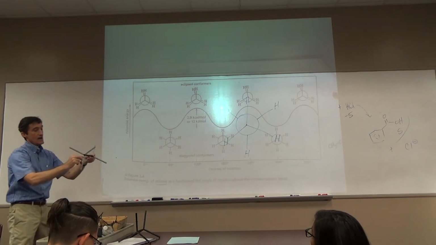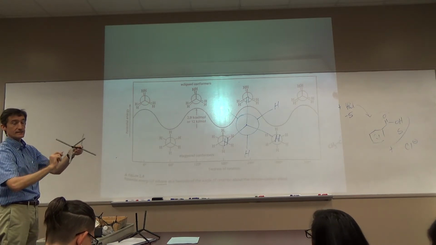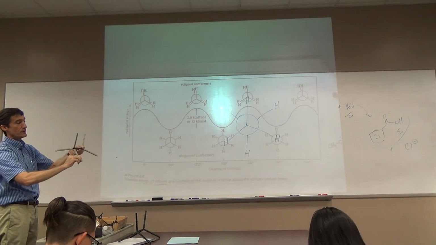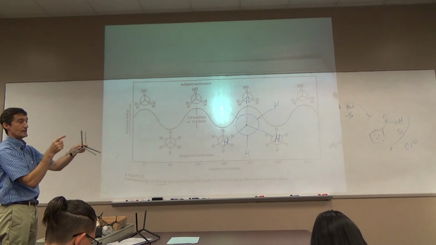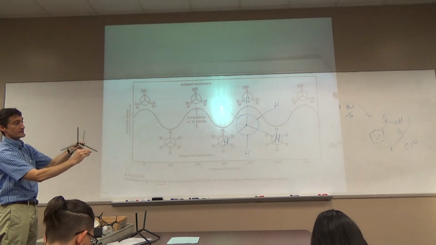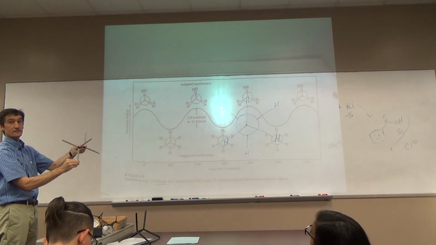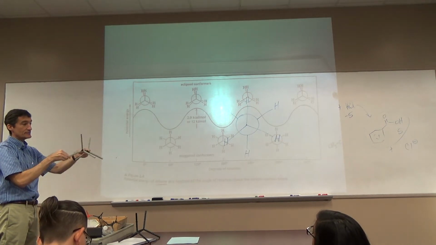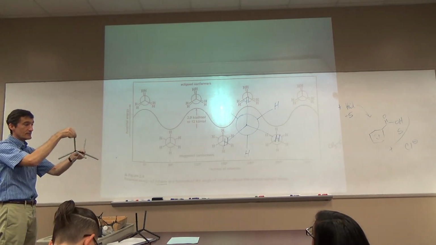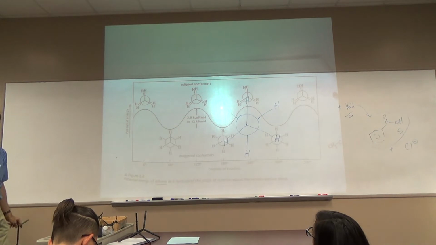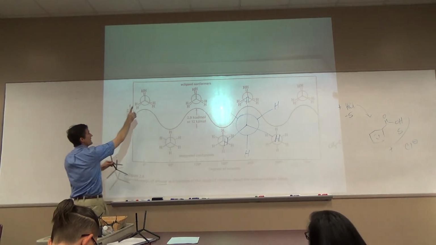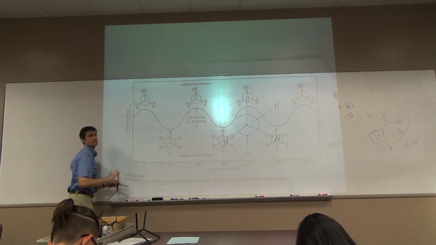Now, we rotated 60. Let's rotate another 60. What are we back to? Eclipsed. Let's rotate another 60. Staggered. Eclipsed. Staggered. Eclipsed. This is going through the same rotations. It's starting with, this is actually eclipsed.